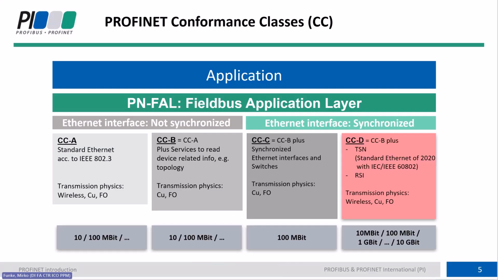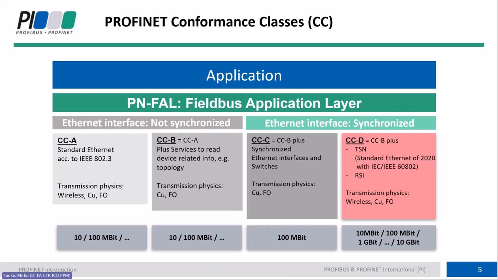Conformance class A is something where we do not have any control over the Ethernet interface itself, but it gives us the freedom to use any transmission physics, like wireless, copper cables, fiber optic cables, everything is imaginable here. Also, if we use public infrastructure, for instance, then this is all fine. This can be done here, also via 4G, 5G, this doesn't matter.